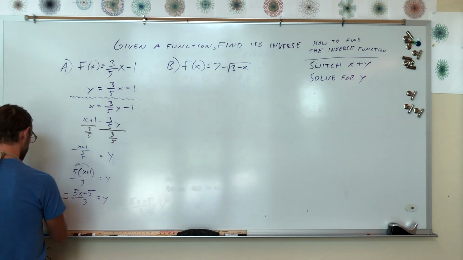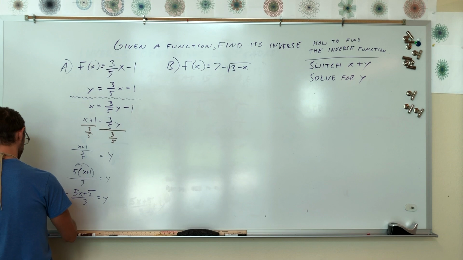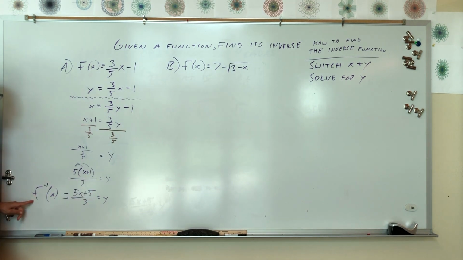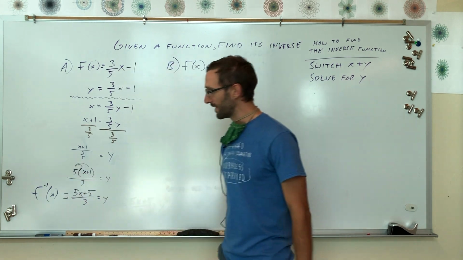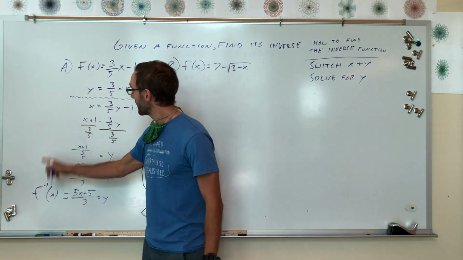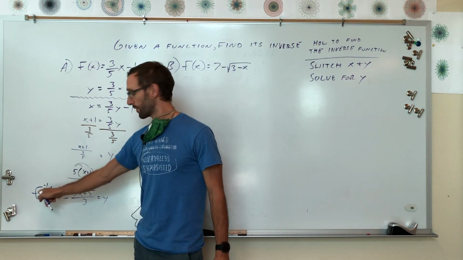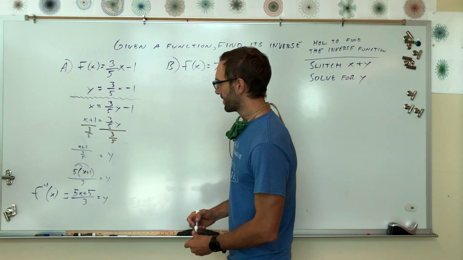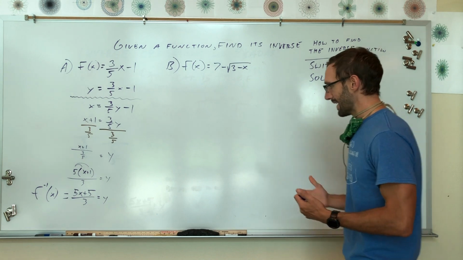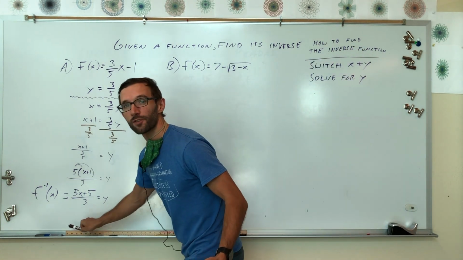Little note on notation. F with this little -1 here means inverse. So this just says, here's the function f, that's its inverse, and that's what it is. And it's always good to double check that it truly is the inverse. And what does the inverse function do?